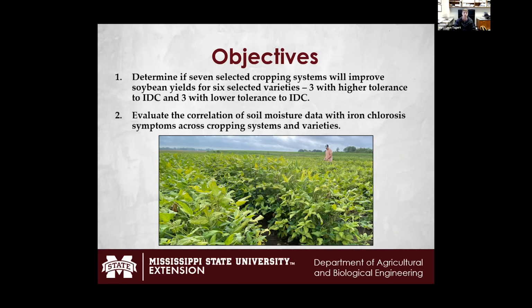And our second objective was to evaluate the correlation of soil moisture data with iron chlorosis symptoms across cropping system and variety. So we wanted to see how soil moisture might be affected by the cropping system, and then how that might affect the iron chlorosis symptomology we saw throughout the growing season.